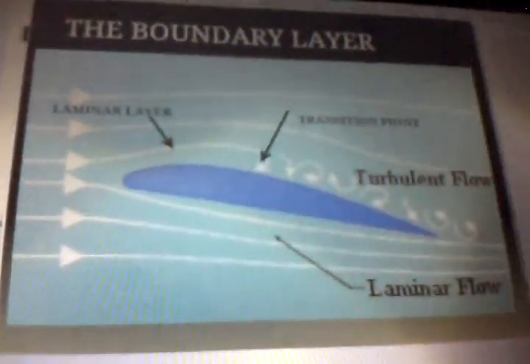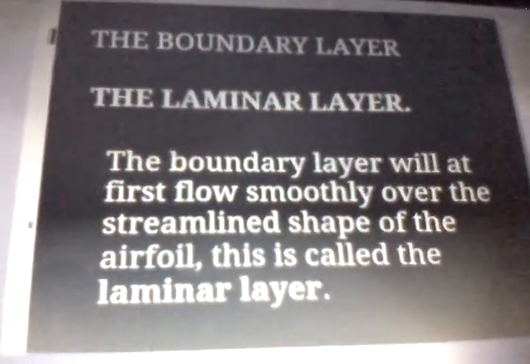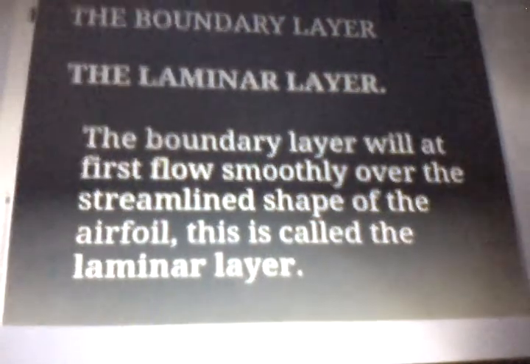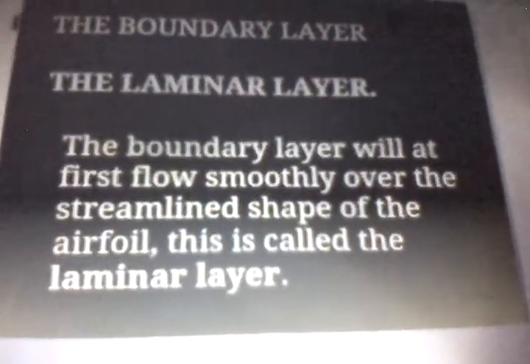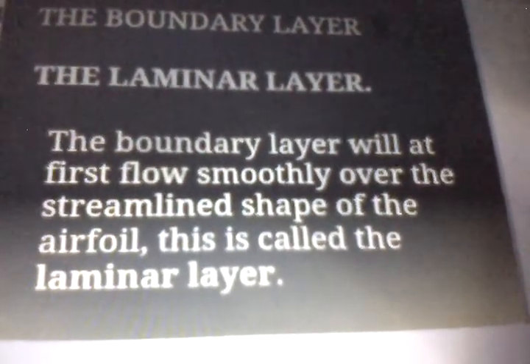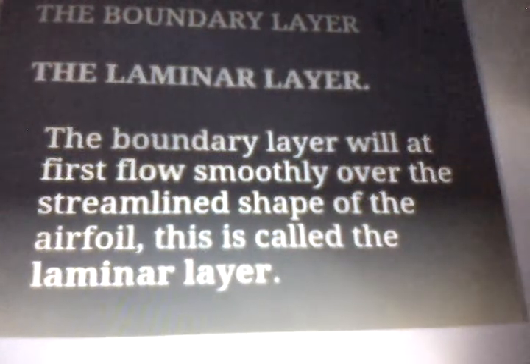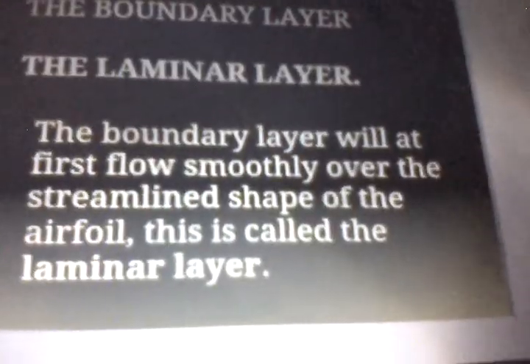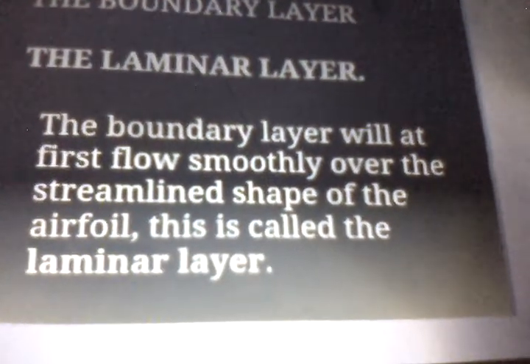Now I'm just going to look at the diagrams now, look at the definitions. You have the laminar layer here, which we talked about earlier. The boundary layer will first flow smoothly over the streamlined shape of the airfoil, and that's what they call the laminar layer.